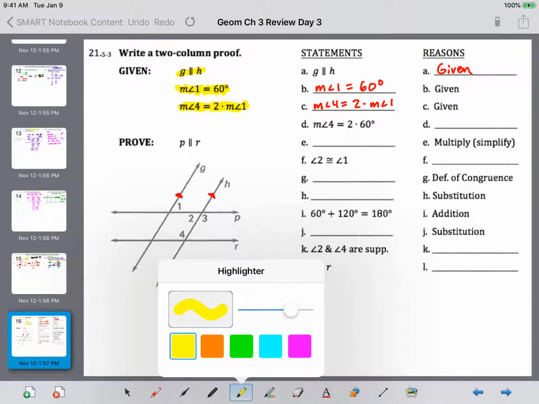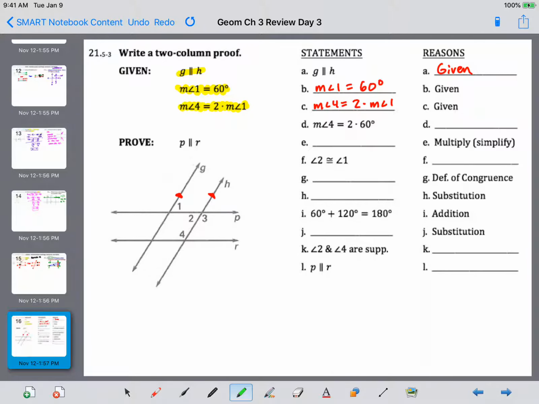So now notice right here, they took this measure of angle 1 and they replaced it with 60 degrees. Well, that's our second given. It's saying the measure of angle 1 is equal to 60 degrees. So if you remember, when you replace one thing with another, and that's the only thing that changes, that's substitution. All right, so we got that. Next step is just to multiply and simplify. So we know 2 times 60 is 120. So that tells us the measure of angle 4 is 120 degrees.